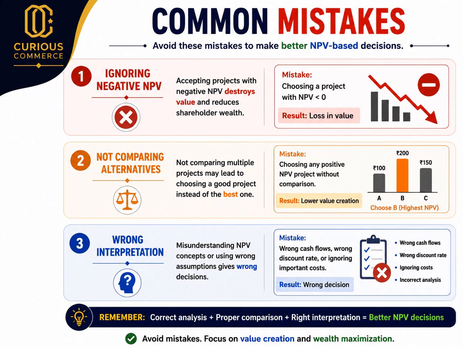Let's quickly revise today's entire lesson. First, if NPV is greater than zero, the project should normally be accepted. If NPV is equal to zero, the basic decision rule is to remain indifferent. If NPV is less than zero, the project should normally be rejected. The fourth is, when comparing mutually exclusive projects, the higher NPV project should be selected.